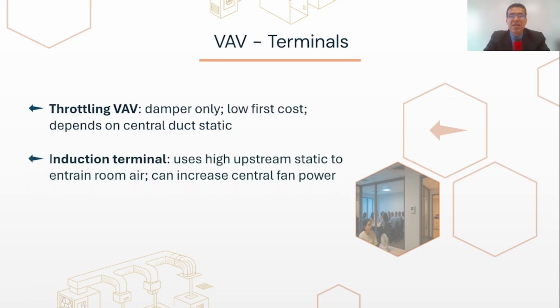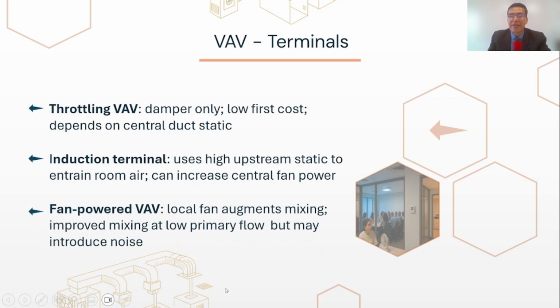Induction terminals are jet induction devices that accelerate primary air through a nozzle to entrain room or plenum air for mixing at the terminal. They require higher upstream static pressure to produce the induction effect. Because of this dependence on upstream pressure, they increase central fan power relative to throttling boxes at comparable flows.